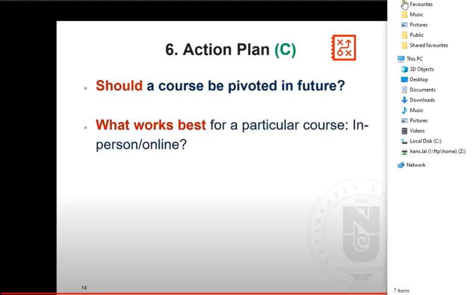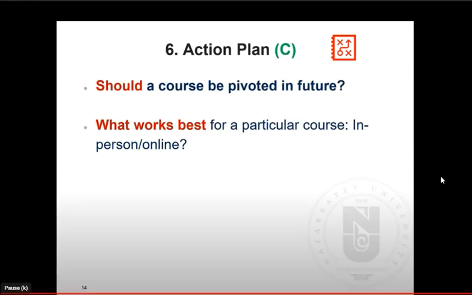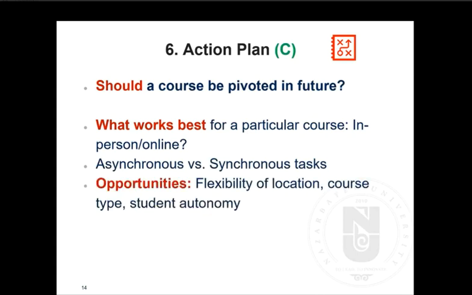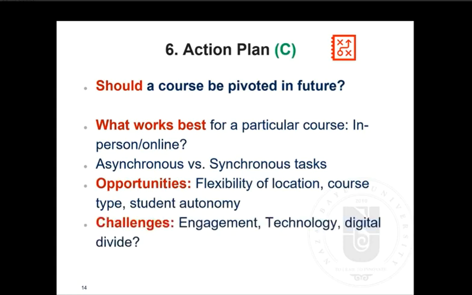But you have to decide what works best for a particular course, in person or online. I teach both types. Asynchronous and synchronous tasks: what can be done at home, what should be done when you meet online. I think obviously there are great opportunities with online courses. There's the flexibility of location. It depends on the course type. There's an element of student autonomy. But I think there are challenges, and as I mentioned before, those are challenges of engagement, challenges of technology, and that kind of digital divide as well.